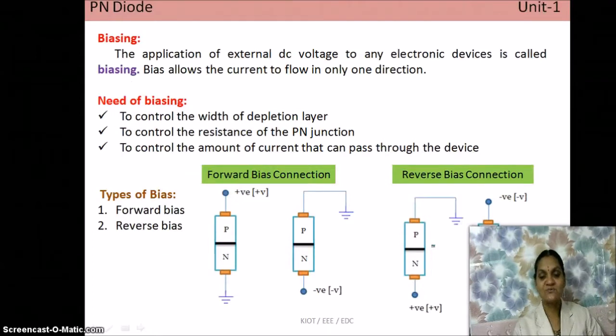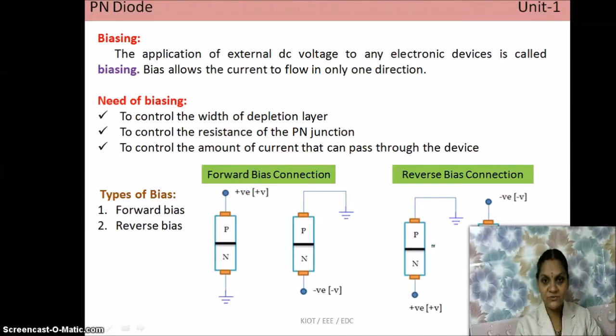Biasing is one of the important topics in the diode. As we already discussed in the previous video, we discussed the unbiased PN junction. Unbiased means no external voltage is applied to the diode. Whereas here we are going to discuss biasing and the biased diode. Biasing means the application of external DC voltage to the diode in order to bring the diode to its conducting stage. That is called biasing.